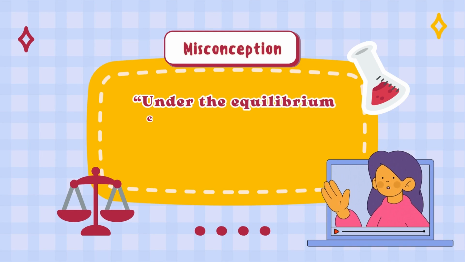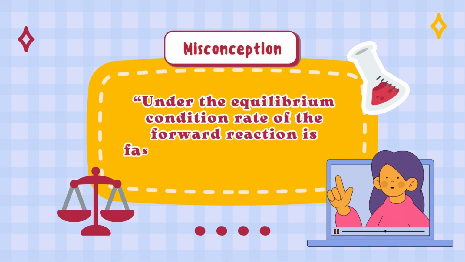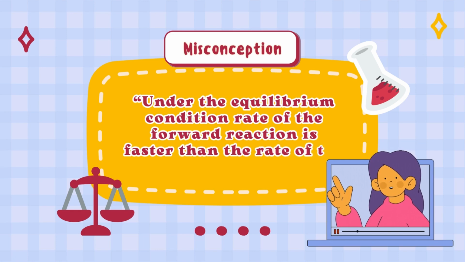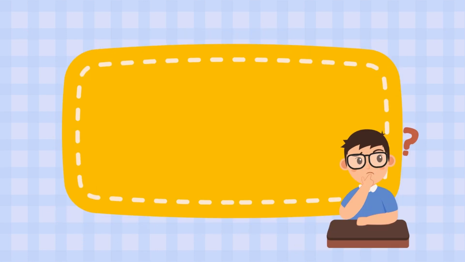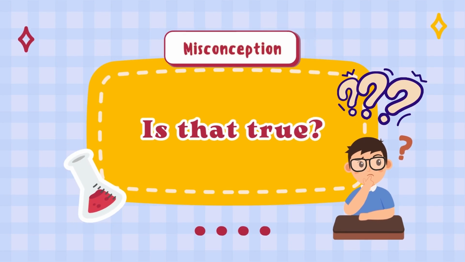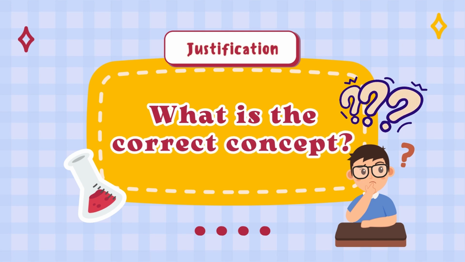When someone said that under the equilibrium condition, rate of the forward reaction is faster than rate of the reverse reaction. Is that true? So, what is the correct concept?